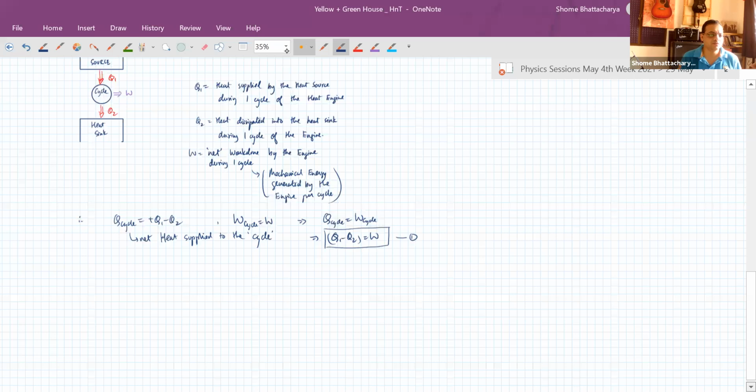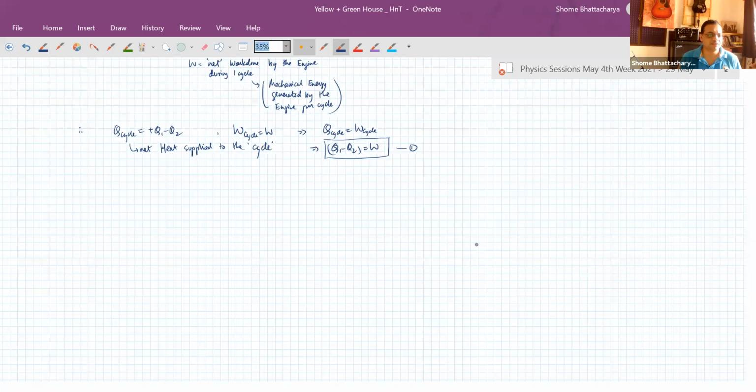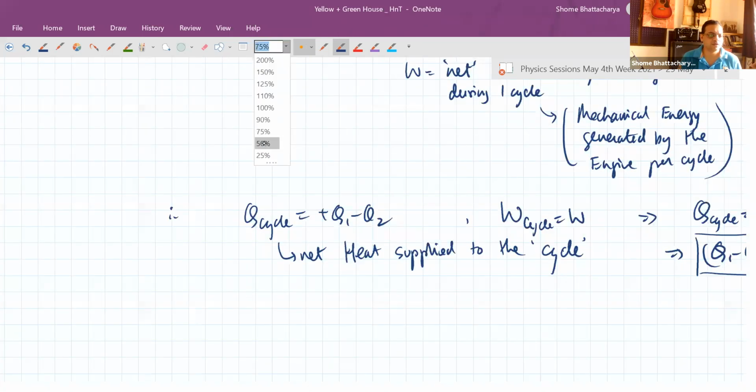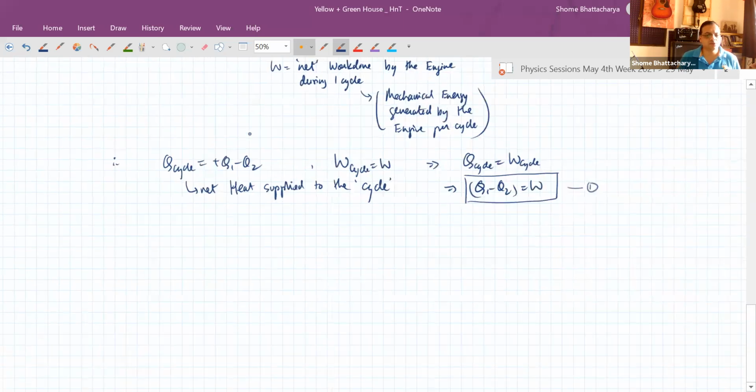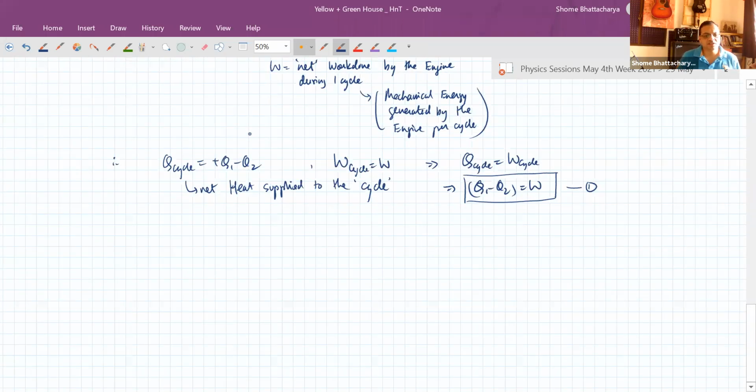Now we define the most important parameter for the engine, that is the efficiency of the heat engine. So the whole purpose of the cyclic process is to convert as much as possible of the heat supplied from the source, that is as much as possible of Q1 into mechanical work, that is W. So the efficiency of the process is defined as how efficient the engine is in converting the maximum possible part of Q1 into W. Okay, so efficiency mathematically therefore will be defined as the ratio of W by Q1.